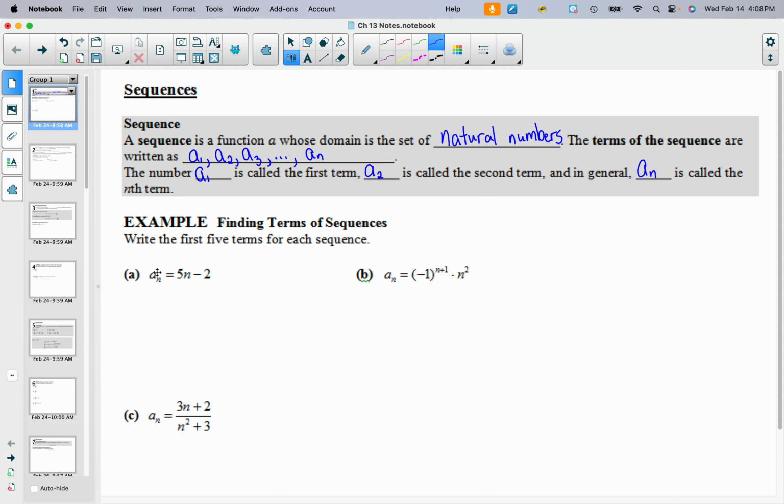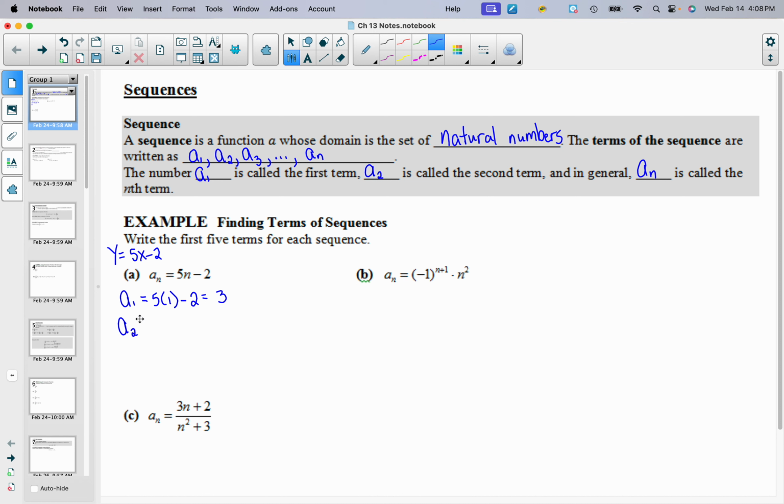This is the rule right here. They're telling me a sub n equals 5n minus 2. Now, notice this looks a lot like y equals 5x minus 2. So you're going to see some similarities to some things that we already know. I'm going to start by finding a sub 1, which is basically saying where n is 1. So I'm going to have 5 times 1 minus 2. So I get 3, and that's the first term in this sequence.